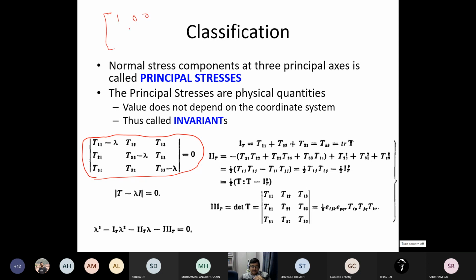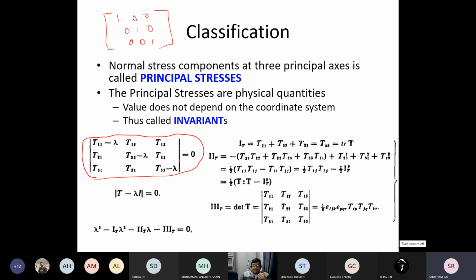Suppose you have a matrix like this: 1, 0, 0, 0, 1, 0, 0, 0, 1. This is called an identity matrix. Is it diagonally dominant or not? Yes, no? Did you get my question? Do you know what a diagonally dominant matrix is?